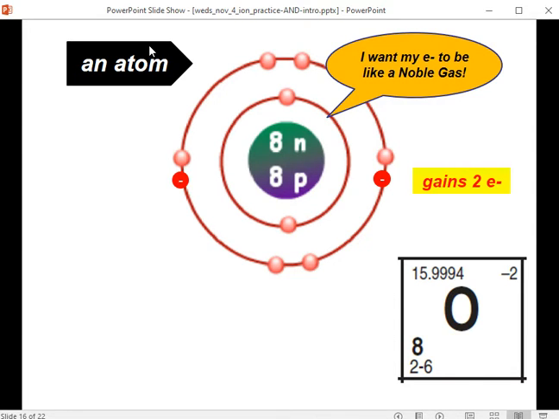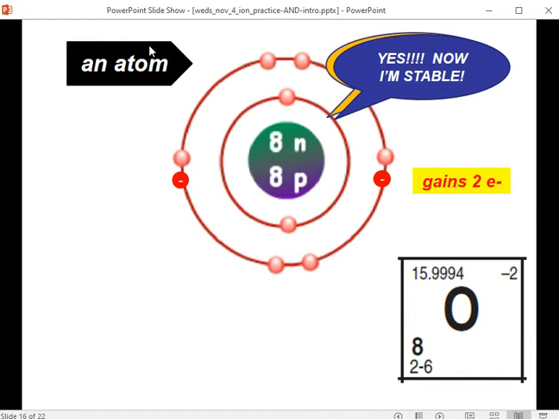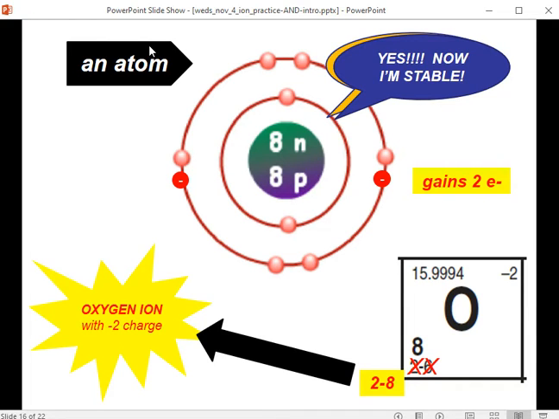So if it gains 2 electrons, now it's going to be like a noble gas, and it's going to feel really stable. But that means it has a different electron configuration. Now it's 2-8, because it's like a noble gas. Now we call this an oxygen ion, and we could write it this way. It's an oxygen with a -2 charge because it gained 2 electrons. So instead of having a 0 charge, it now has a -2 charge because it has 2 extra electrons, and it's more stable. Atoms will turn into ions to become more stable.